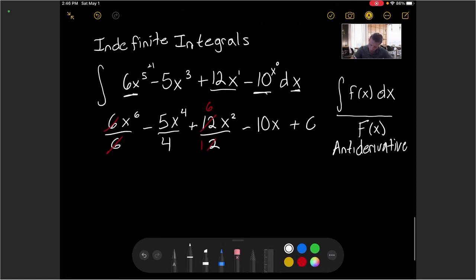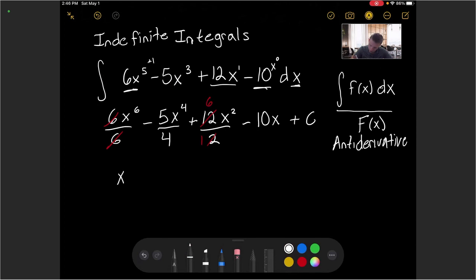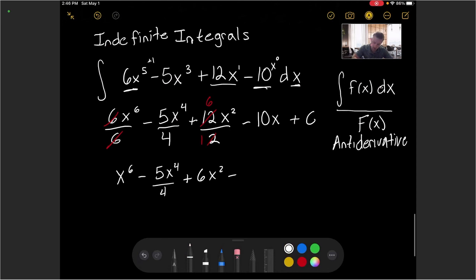So let's rewrite this one a little bit more cleanly. We have x to the 6th minus 5x to the 4th over 4 plus 6x squared minus 10x, and then our plus constant c. Really important that we have that for all of our indefinite integrals. And this is our result. That would be our antiderivative, or represent all antiderivatives of the original function.